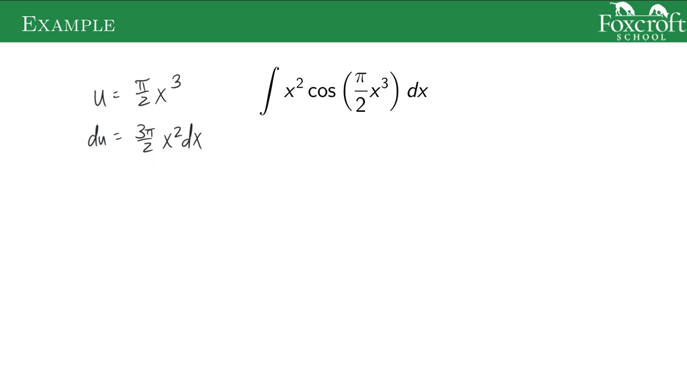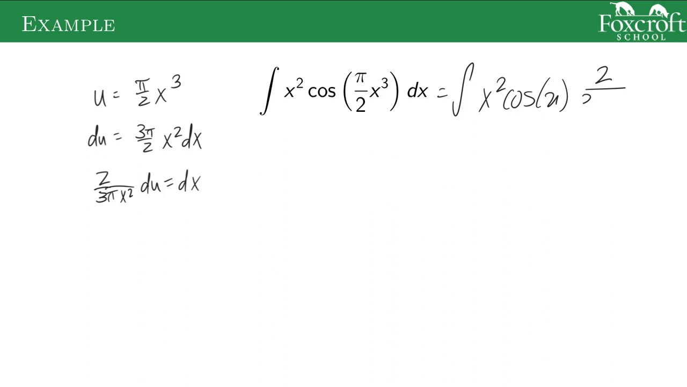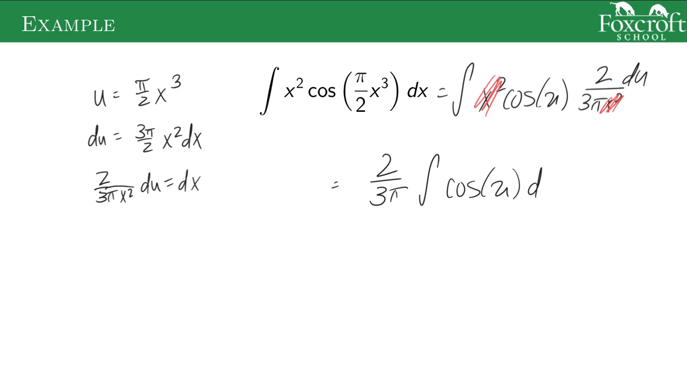And then let's see, so I'd have 2 over 3 pi x squared du equals dx. All right, so the 2 is going to end up on the top, and the 3 pi and the x squared are going to end up on the bottom. So when I rewrite this expression, x squared cosine of u dx is 2 over 3 pi x squared du. All right, what cancels out? Just the x squared cancels out. So we're going to have this 2 over 3 pi. That's a constant that can just go in front of my integral, cosine of u du.